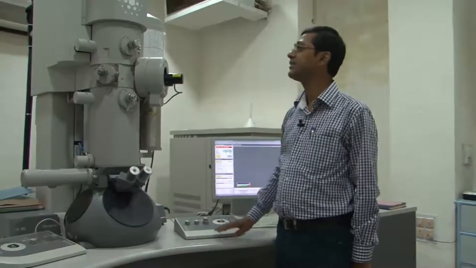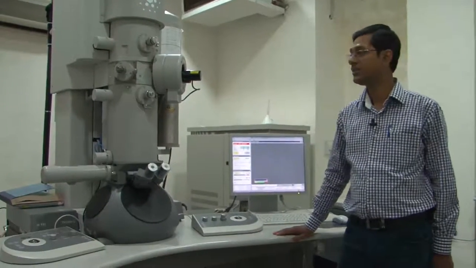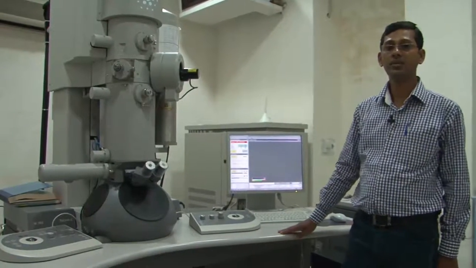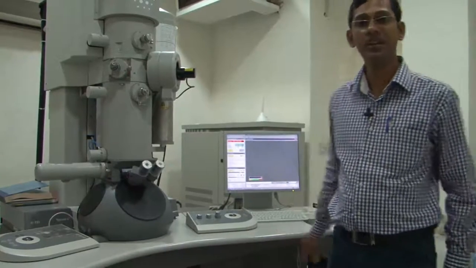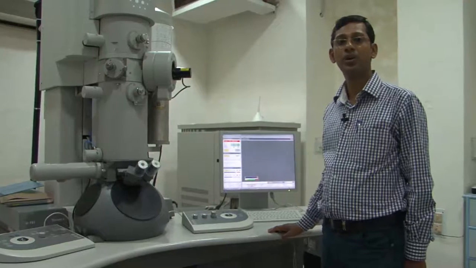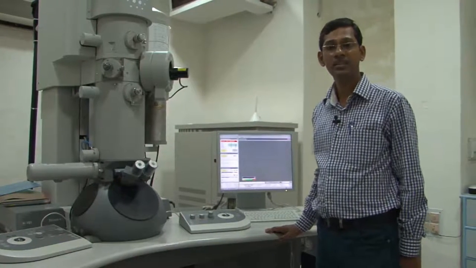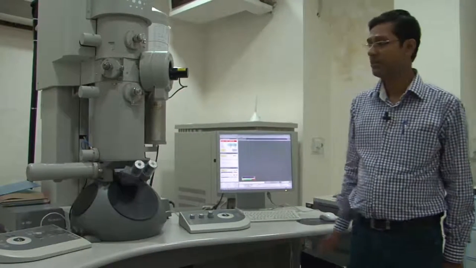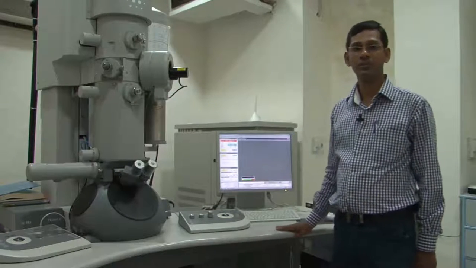Okay, so in the last class I showed you the efficacies of the transmission electron microscope, in which I discussed the resolution and the depth of field. I discussed how to use this microscope to obtain different kinds of images. Today I am going to show you the real microscope.